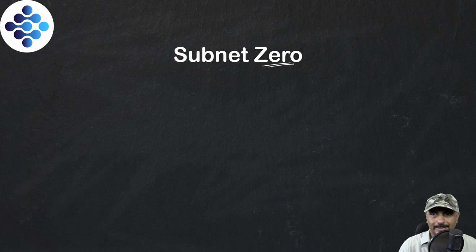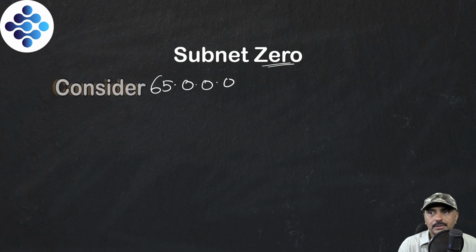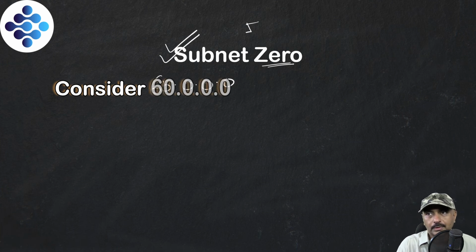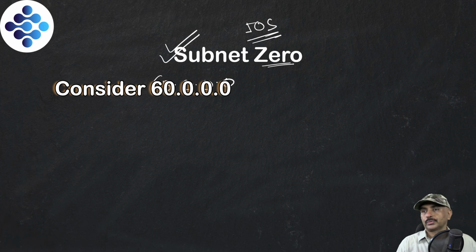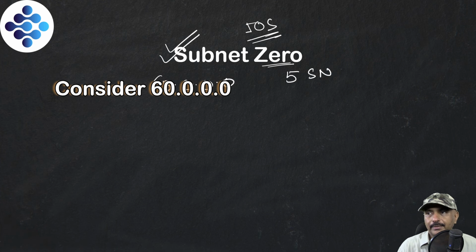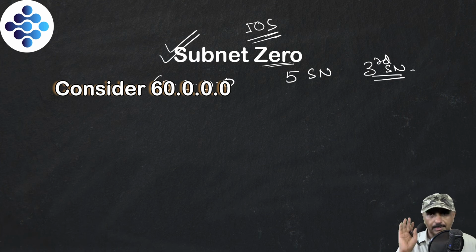Again, let's take one example. Say 65.0.0.0. Subnet 0 is supported. Now this is supported on all new Cisco IOS. So 65.0.0.0, we want say 5 subnets and we want the range of the third subnet. Now see how the calculations would change. Just a conceptual understanding. This is class A, so it would become 255.0.0.0 default mask. 5 subnets needed.